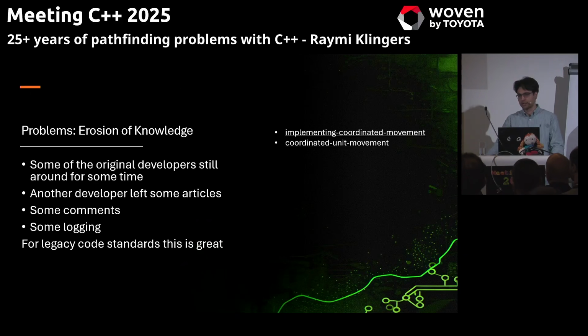Some of the developers actually wrote articles, and you can still find them online. I linked them on the slides. If you Google for those titles, you can find them. They left comments. They wrote quite a bit of logging, actually. So I think for legacy code standards, this is great, although I've only worked on 5-6 code bases that were legacy code, so I can't judge for all the code bases, but I don't think it's that bad.